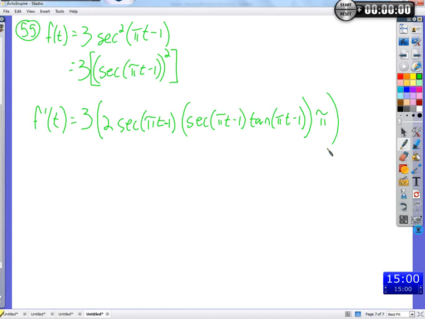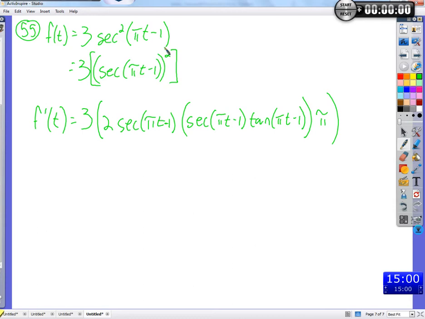Where did the 2 secant come from, and then there's another secant? Okay, the outside function is something squared. The first objective is to take the derivative of something squared. That something is secant of pi t minus 1, all in these parentheses, squared. So we bring down the 2 and multiply that by that whole thing to the first power.